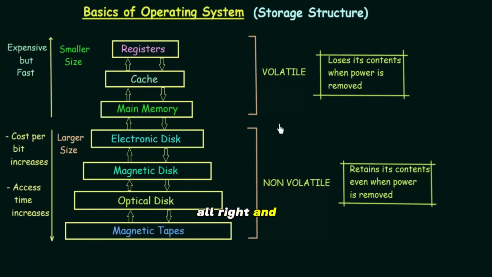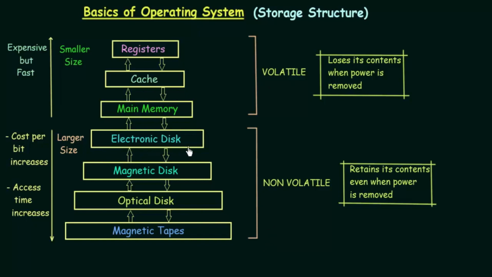On the other hand, the secondary memory that you have is non-volatile, which means that it retains its contents even when the power is removed. So even if you switch off the power to these non-volatile devices, their contents will not get erased. They will be retained even when the power supply is removed. So here registers, cache, and main memory are volatile, whereas electronic disk, magnetic disk, optical disk, and magnetic tapes, which are secondary storage devices, are non-volatile.